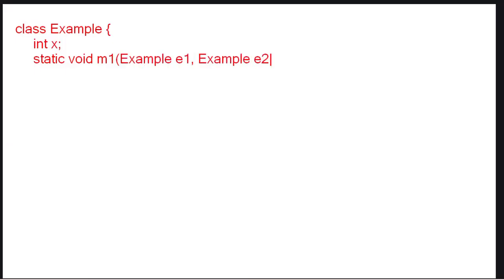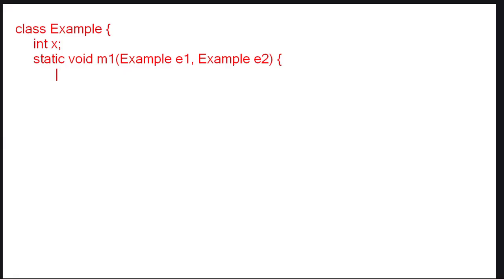Example E1, example E2, open bracket. Next question. Inside this static method, hey, don't write the program, right? Why are you writing the program? I said only question and answer. What is the question? You must define two parameters, right? Next question, write down. I am just converting the question into a program for your visibility.